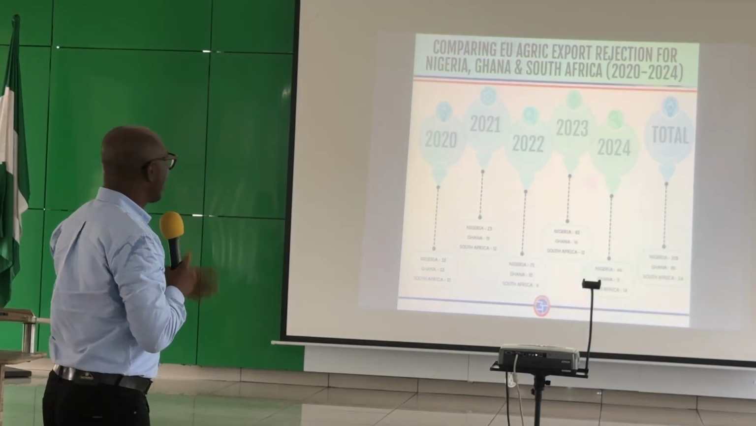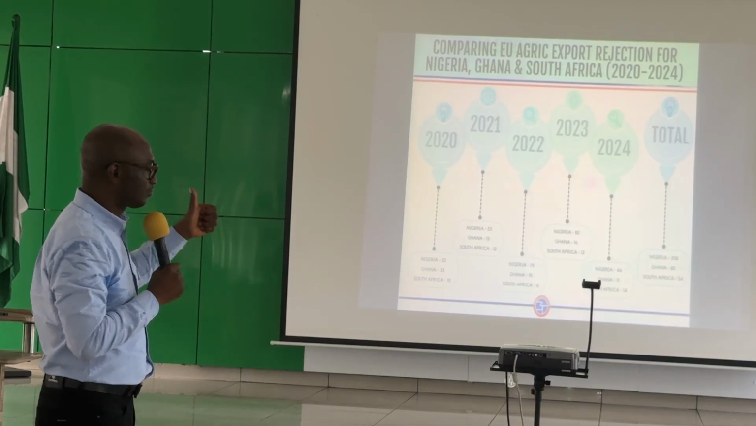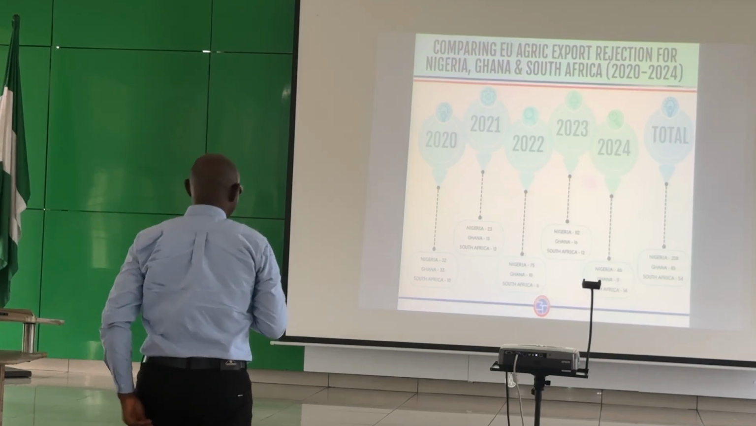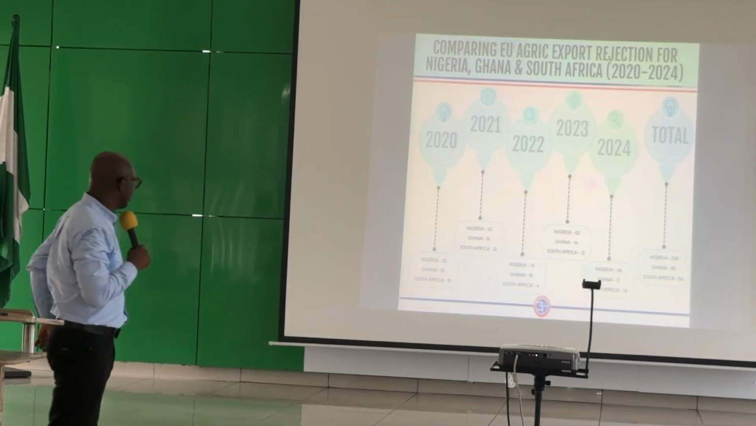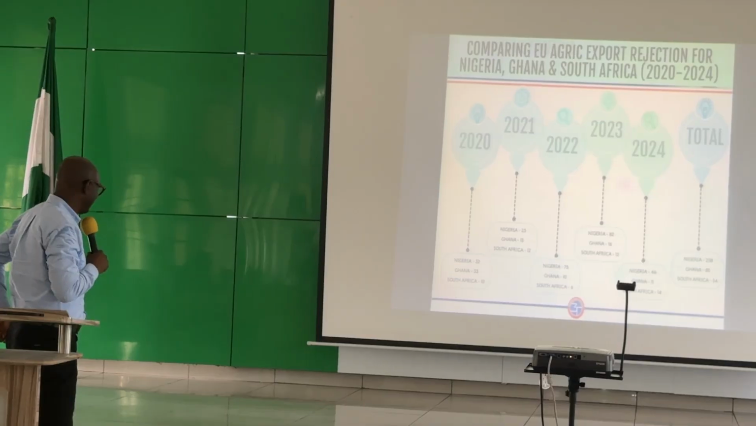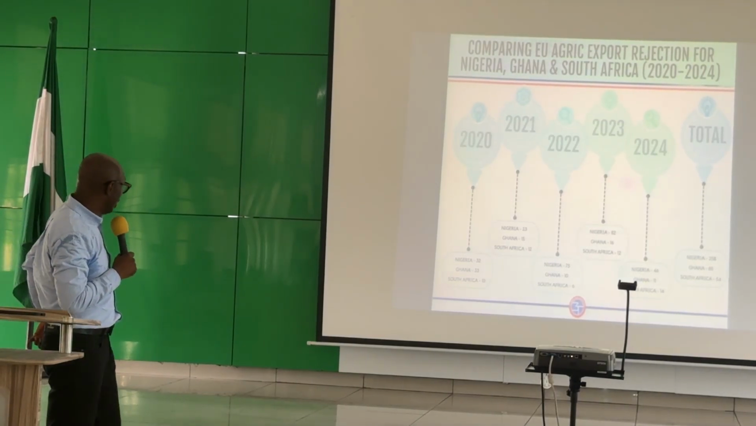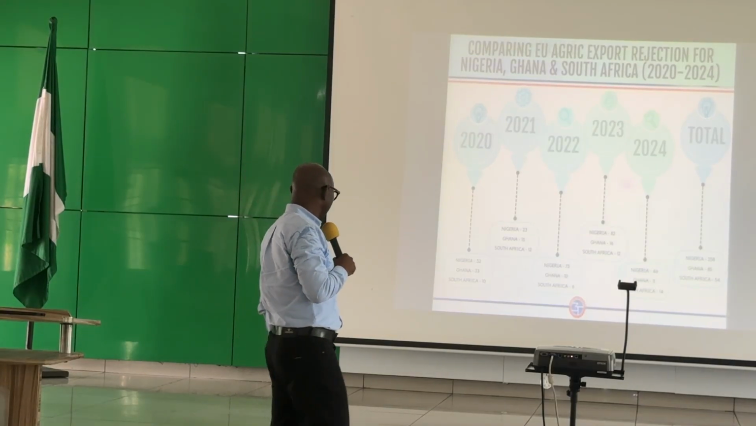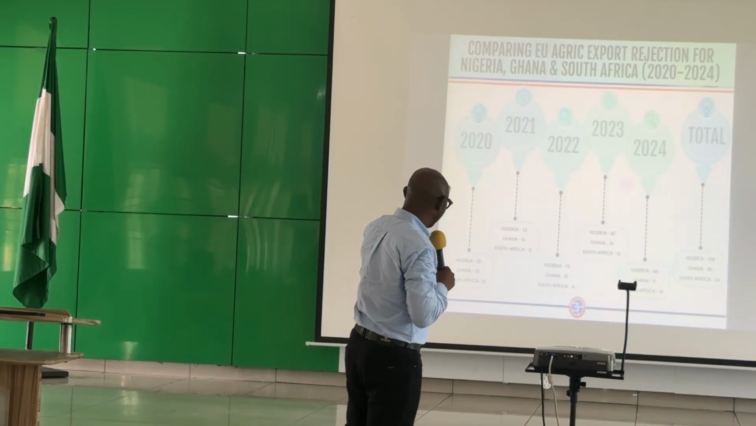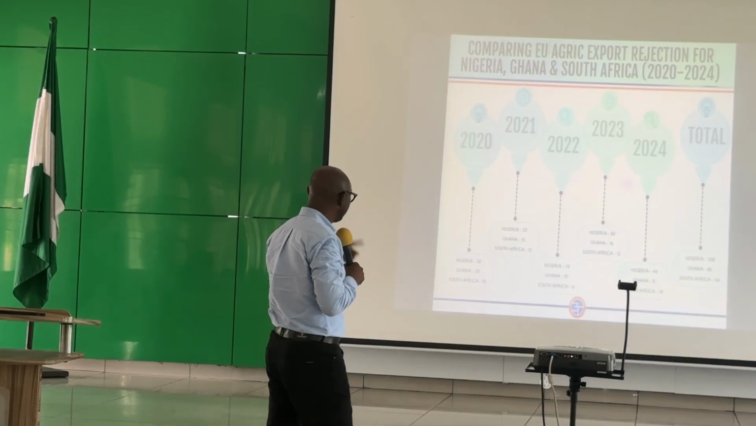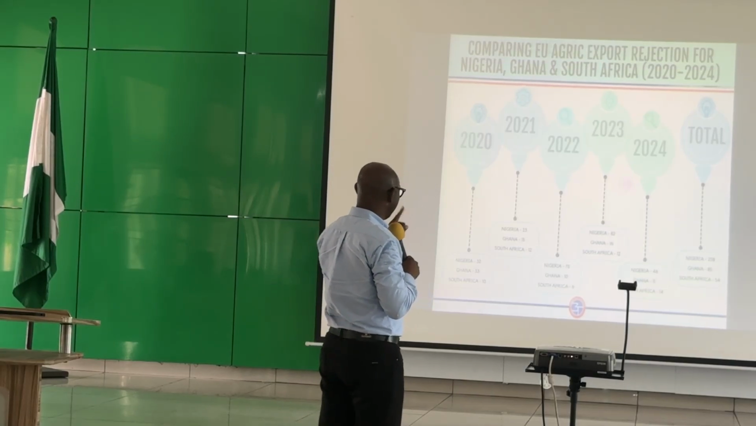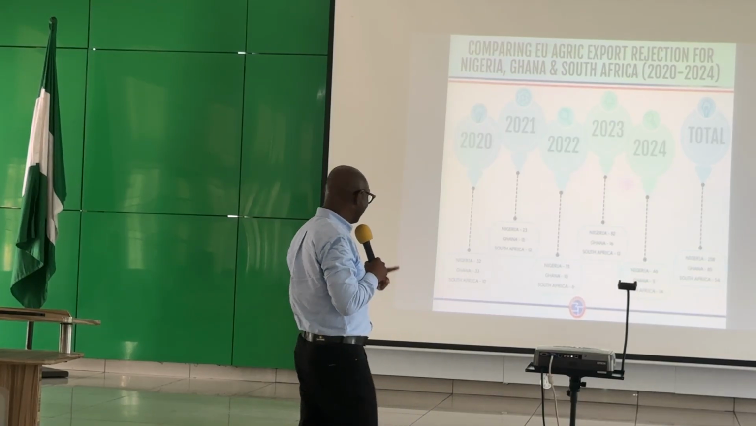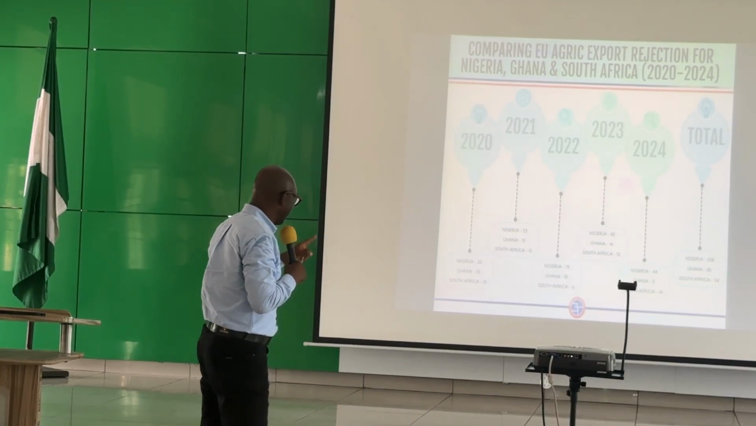Now, I compared Ghana, South Africa, and Nigeria over the last 5 years. Look at what I found. Rejections in 2020: Nigeria 32, Ghana 33, South Africa 10. 2021: Nigeria 23, Ghana 15, South Africa 12. 2022: Nigeria 75, Ghana 10, South Africa 6. 2023: Nigeria 82, Ghana 16, South Africa 12. 2024: Nigeria 46, Ghana 11, South Africa 14.